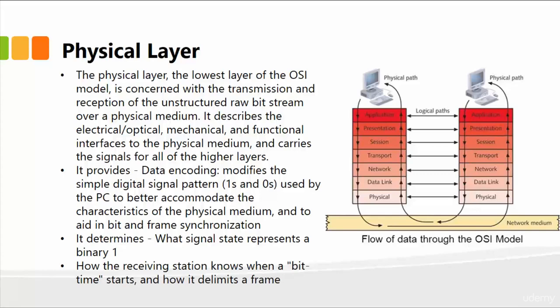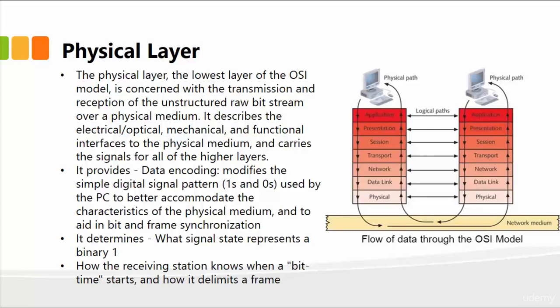It describes the electrical, optical, mechanical, and functional interfaces to the physical medium and carries the signals for all the higher layers. A couple of other functions of the physical layer is data encoding. So it modifies the simple digital pattern, which is ones and zeros within the bits, used by the computer to better accommodate the characteristics of the physical medium and to aid in bit and frame synchronization, right?